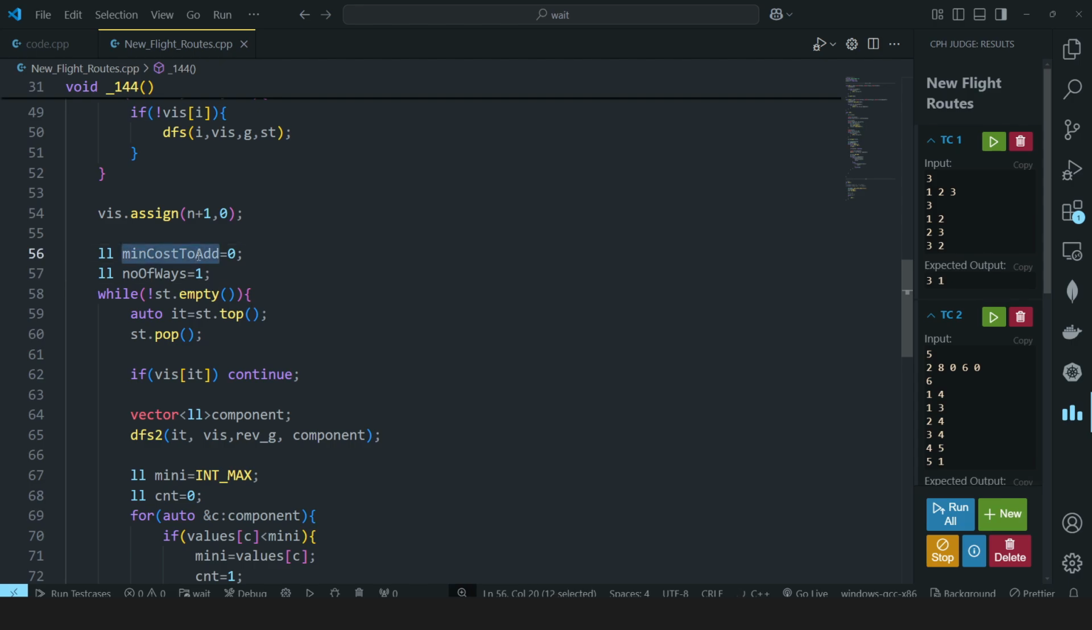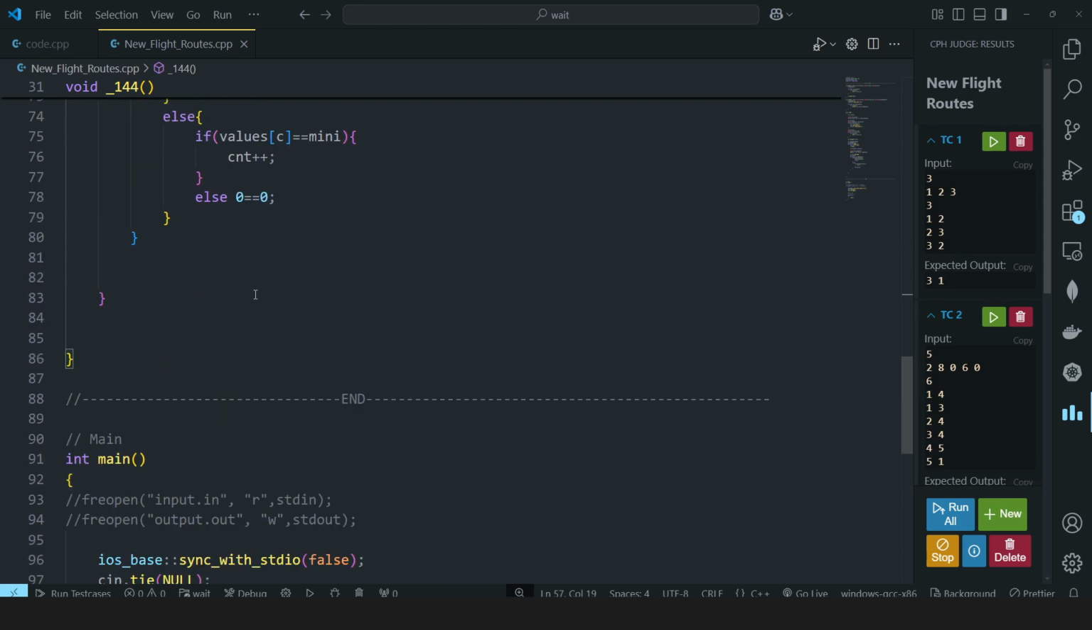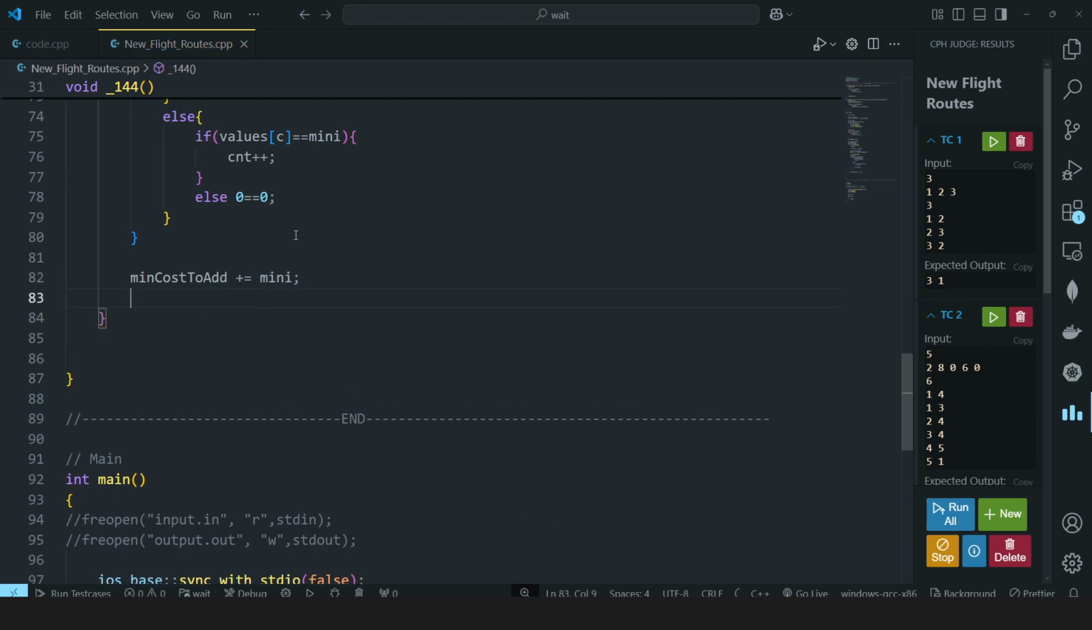And now what I will say is this minimum cost to add will be equal to whatever value is present in it before, that is the total amount that it has gathered from other components already, plus this minimum value, right? And also the number of ways will be equal to whatever number of ways it has gathered from the previous strongly connected components, into the count of such minimum values it has gathered now, that is this count.